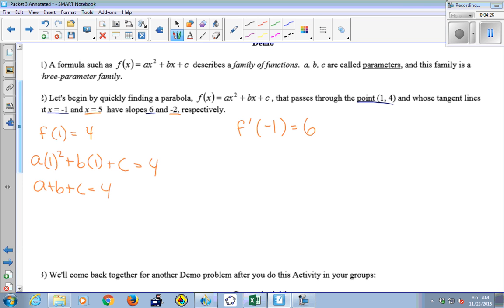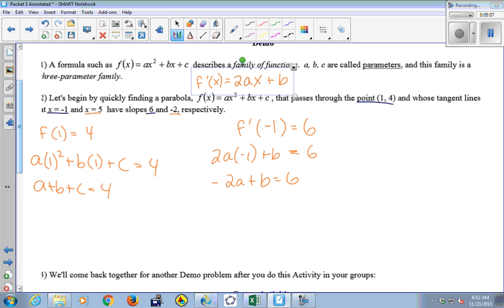All right, so I'm going to have to take f prime of x. I'll write it up here. Which, just do the power rule. You bring the 2 down. A is a constant, so it gets copied. 2ax plus b. So f prime of -1 means put a -1 in for the x values. So if I put in a -1 for that x, I get 2a times -1 plus b equals 6, or -2a plus b equals 6. So there's a second equation.